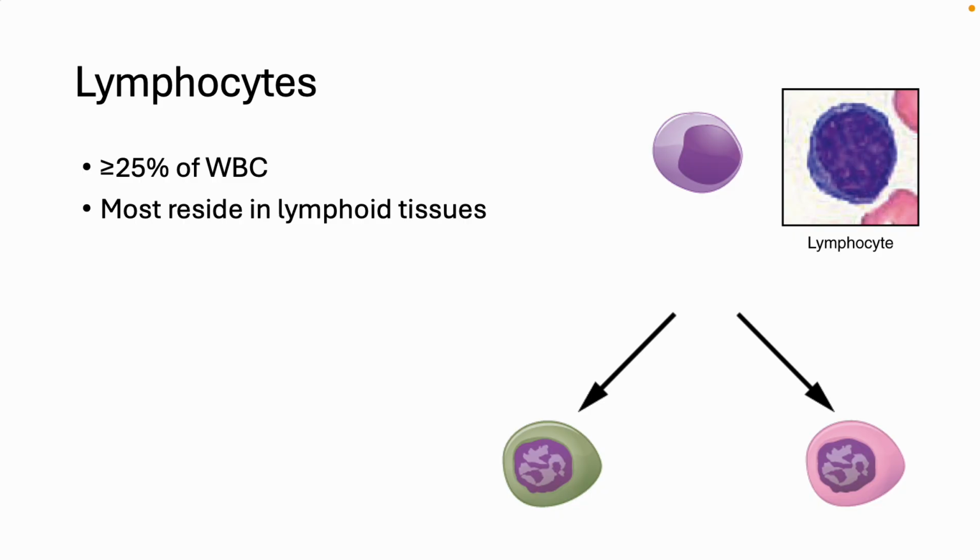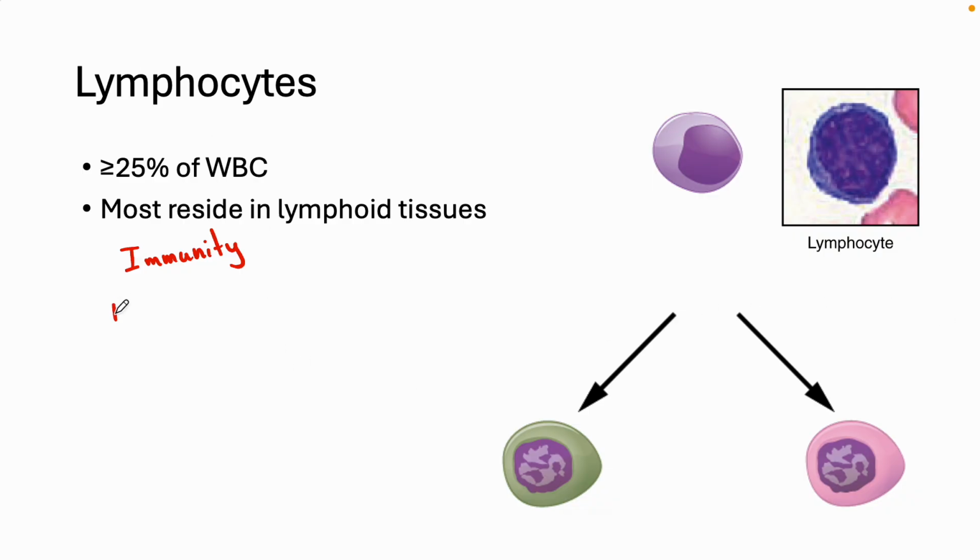These can account for about 25% of the white blood cells. Most of these are going to reside in lymphoid tissues. So second most numerous leukocyte. The nucleus takes up most of the volume of the cell, and they can come in different sizes. Ultimately, they're going to play a crucial role in immunity, especially in adaptive immunity.